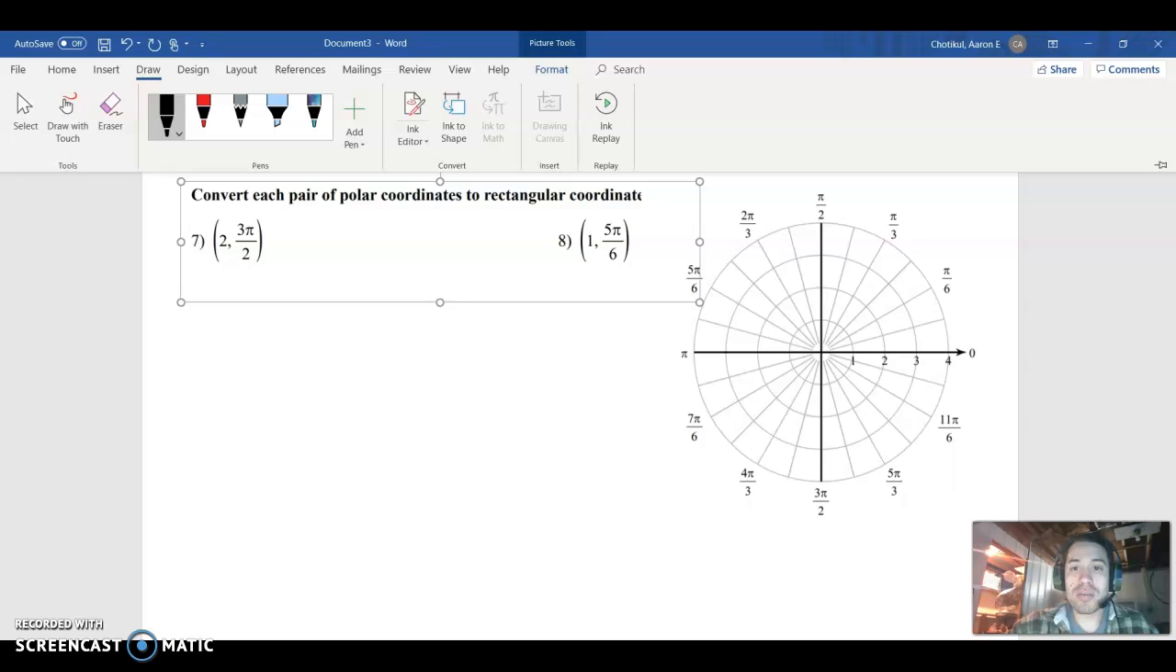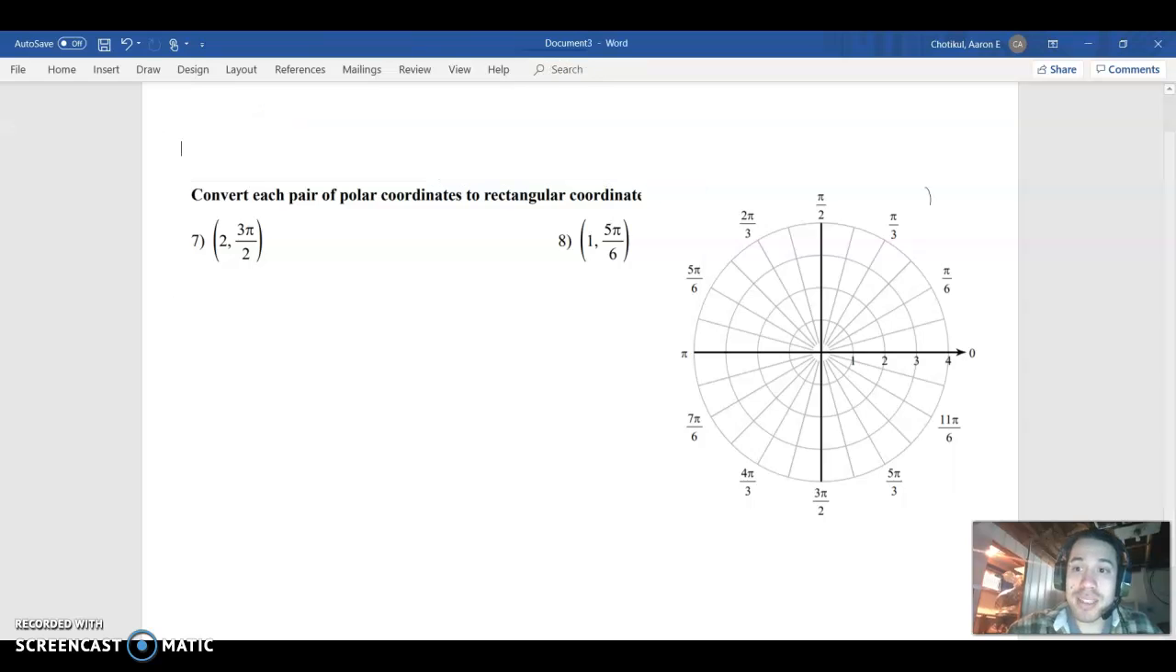Even though this is a polar grid which uses rings instead of a rectangular grid like what we're used to, this is still quadrant 1. This is still quadrant 2. This is still quadrant 3. And this is still quadrant 4. That does not change. We're not changing that aspect of it.